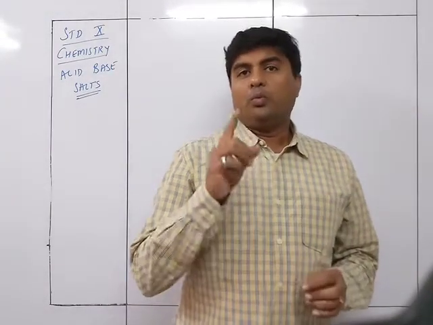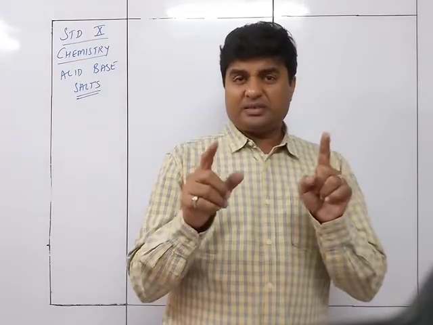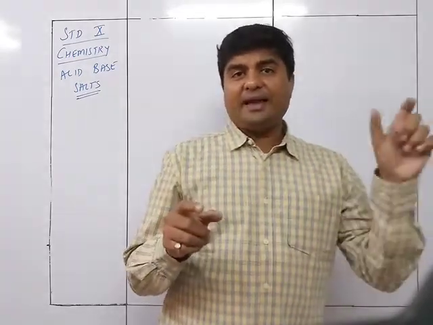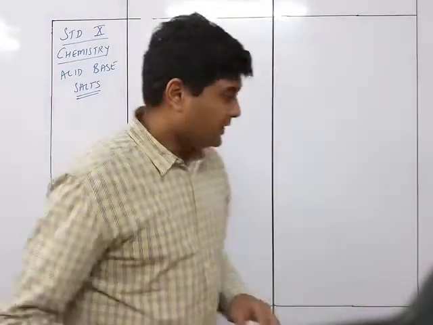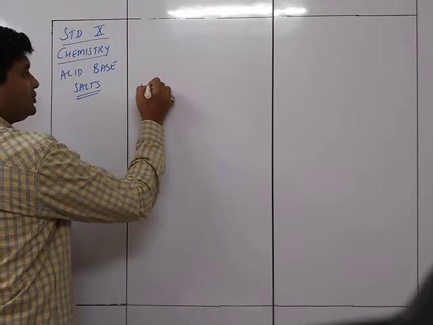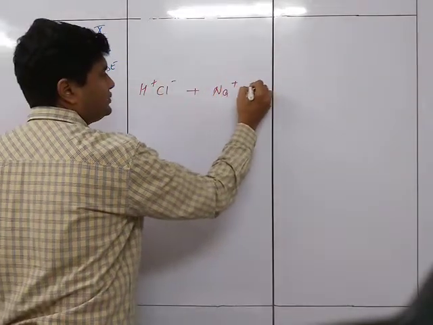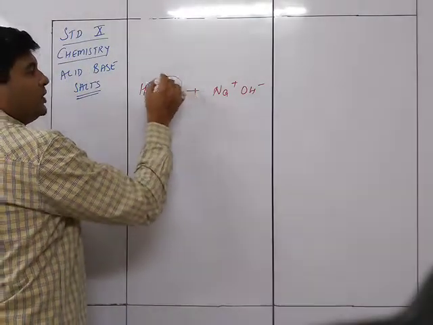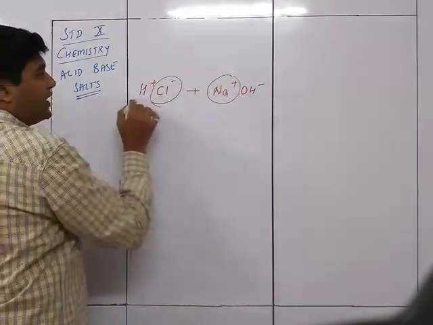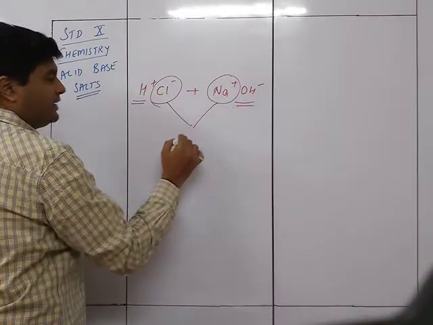So whatever was in the acids and bases, H+ indicated the acid. So without the H+, that is, if I talk about it this way, it is H+ Cl- plus Na+ OH-. So whatever is the negative radical over here and the positive radical over here, other than the H+ and OH- ions, the combination of that gives me a salt.